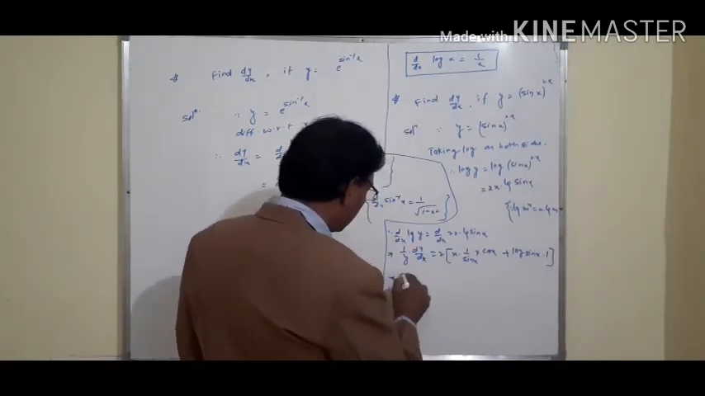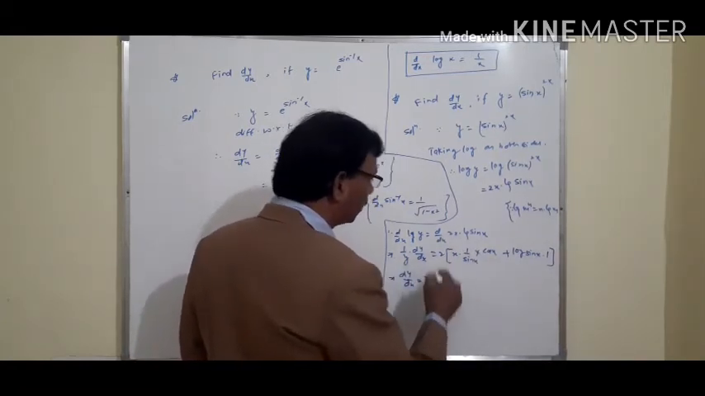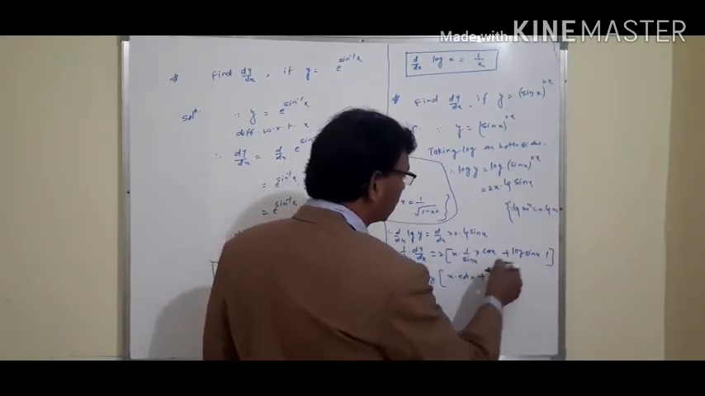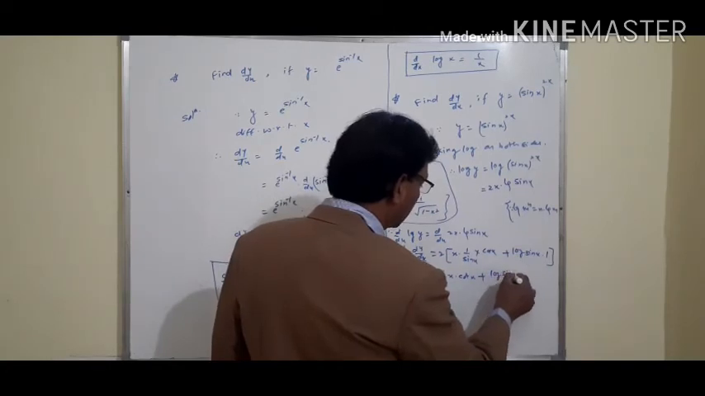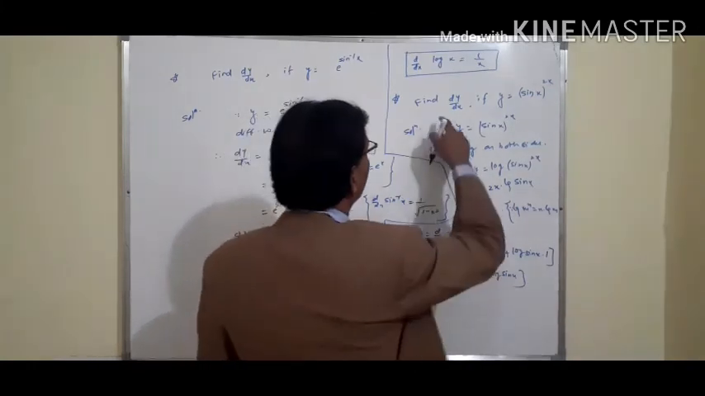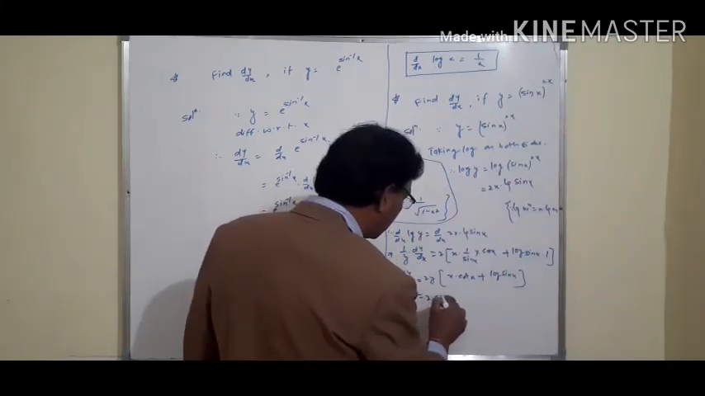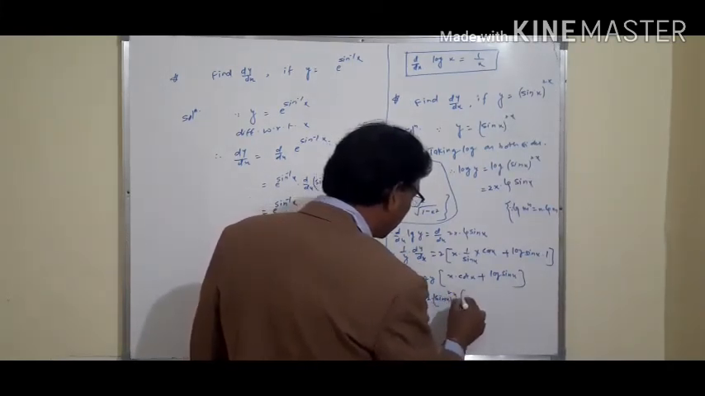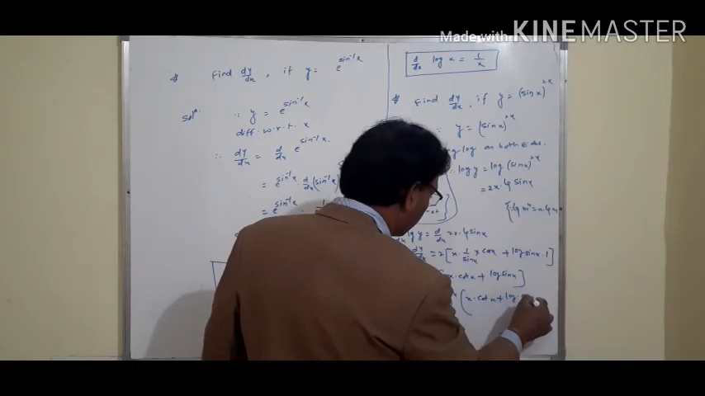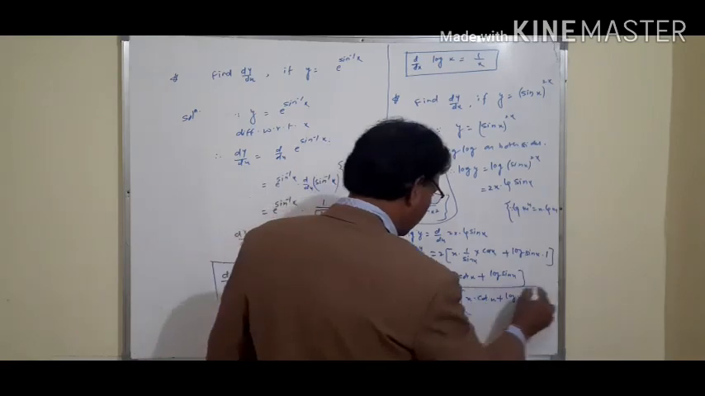Now dy upon dx equal to, transferring the y to the right side, this will be 2y into x into cos x upon sin x, this will be cot of x, plus log of sine of x. Now substitute the value of y, here y equal to sin x whole to the power 2x, then this will be 2 into sine of x whole to the power 2x into x into cot of x plus log of sine of x. This will be dy upon dx, and this is the answer.